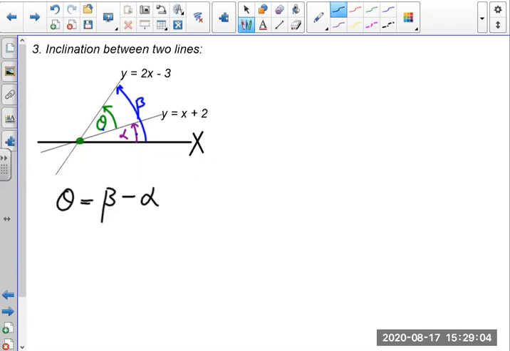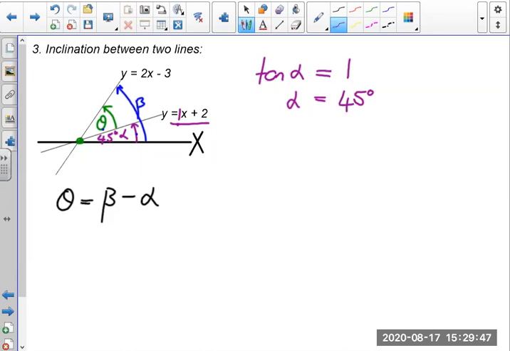So I have the equation, and you know by now that there is the gradient. The gradient is in front of the x. So the gradient of this line is 1. So I can say tan of alpha is equal to the gradient of that line, which is 1. And if I say shift tan of 1, then I get an inclination of 45 degrees. So this small angle here, this purple one, is 45 degrees.